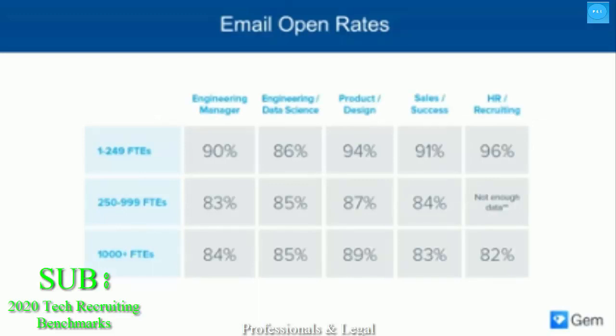On this slide, we've broken out open rates by company size and by role. To be clear, these are open rates for a three-stage sequence. In other words, recipients opened at least one of 3 emails they were sent over a given period of time. At GEM, one of the reasons we recommend email sequences is they significantly increase your chances of seeing a response.